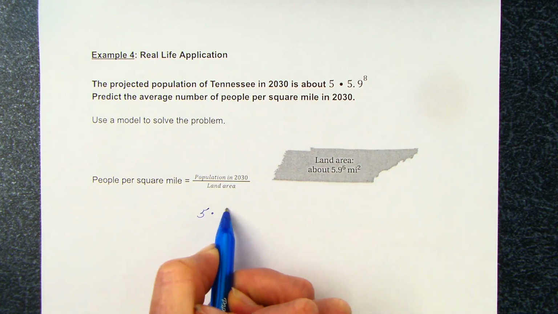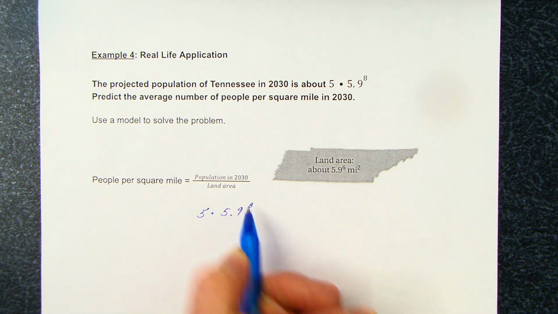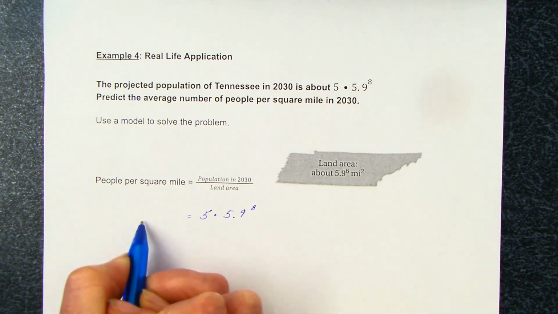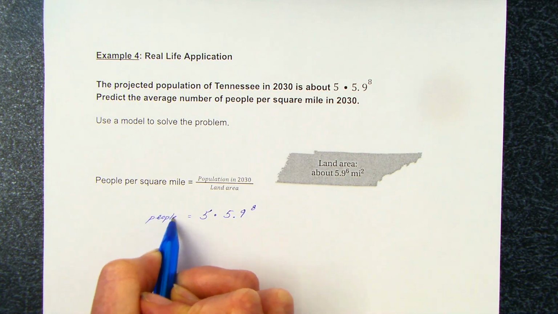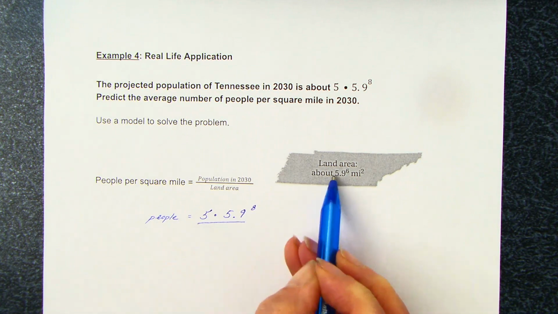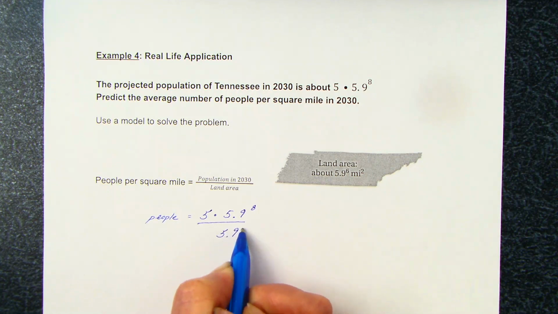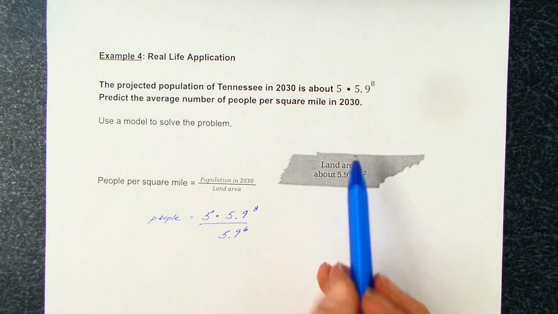So the projected population is 5 times 5.9 to the 8th power. This, we'll call them people. And I divide that by this land area of Tennessee, which is 5.9 to the 6th power. That seems a little convenient, don't you think? I wonder if they made up these numbers.